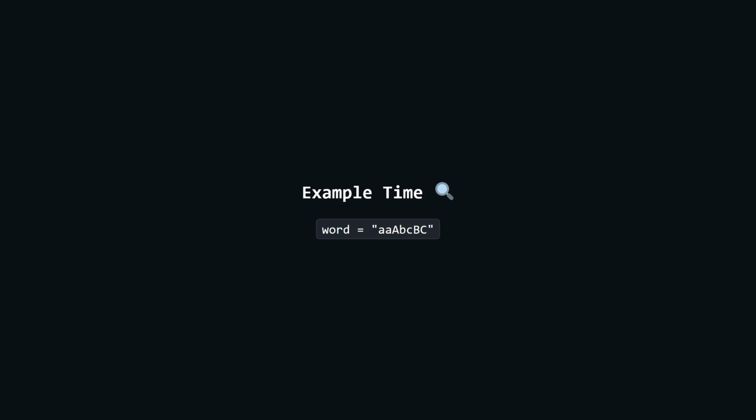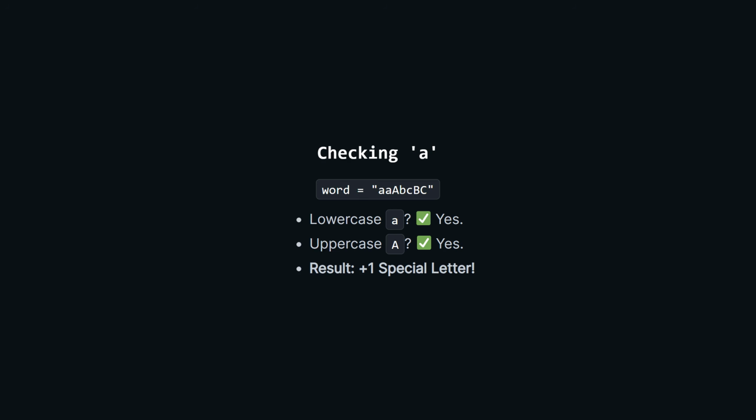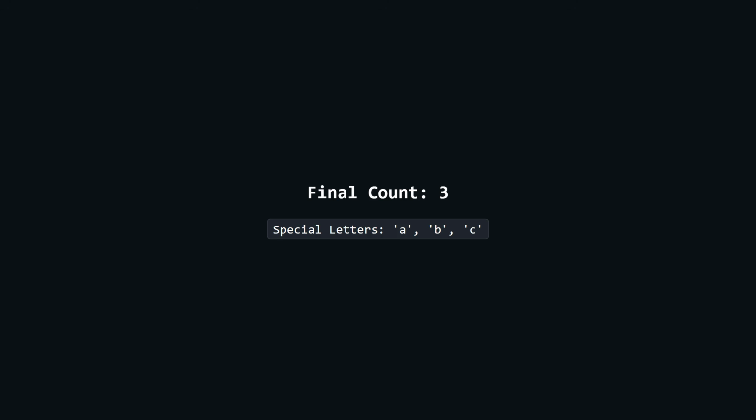Let's trace an example to see how this looks in practice. Imagine our word is a, B, c, B, capital C, A. First, we look at the letter A. Is there a lowercase a? Yes. Is there an uppercase A? Also yes. That means A is a special letter, so we count it. Now let's look at B. We have a lowercase b, and right at the end we have a capital B, so that's another special letter. And finally, looking at C, we see both the lower and uppercase versions of it in the word too. So for this word, we found a total of 3 special letters.